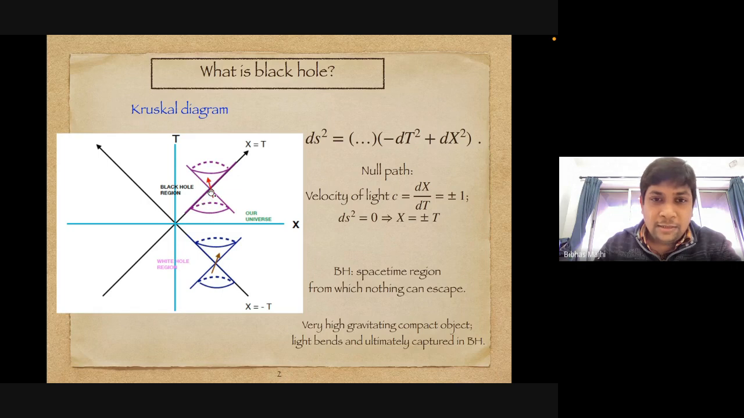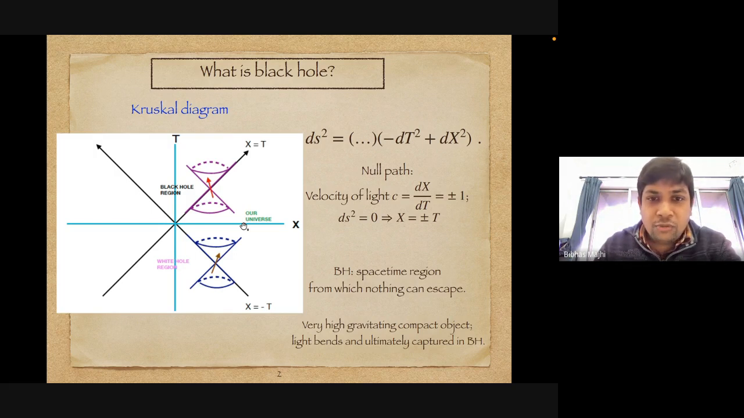And if one particular observer is here, then relativity will tell that the observer can enter into that region, but nothing can come out from this region to our universe. So this is the region we call a black hole. This white hole region is opposite to that. Everything can come out towards us.